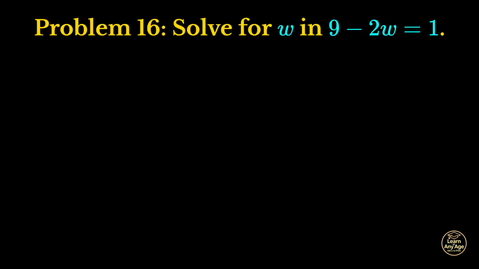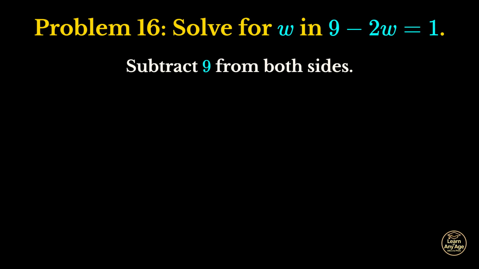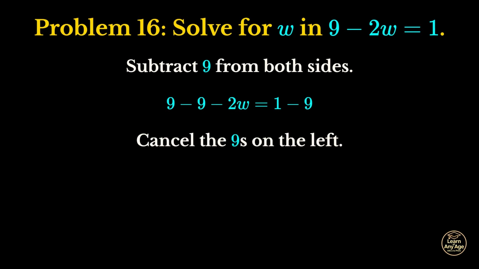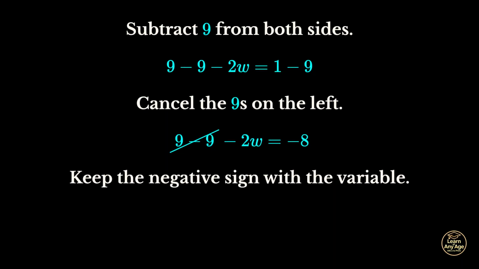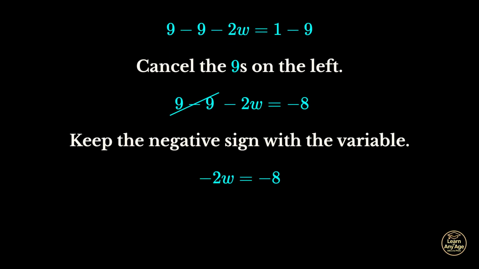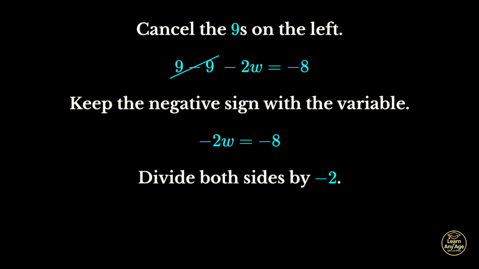Problem 16. Solve for w in 9 minus 2w equals 1. Subtract 9 from both sides. 9 minus 2w equals 1 minus 9. Cancel the 9's on the left. 9 minus 9 cancelled out, minus 2w equals minus 8. Keep the negative sign with the variable. Minus 2w equals minus 8.